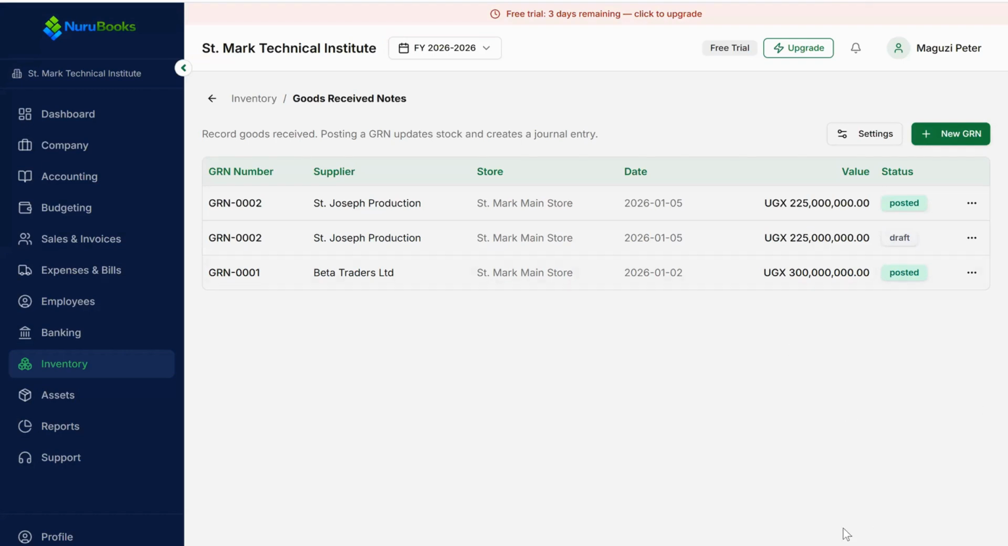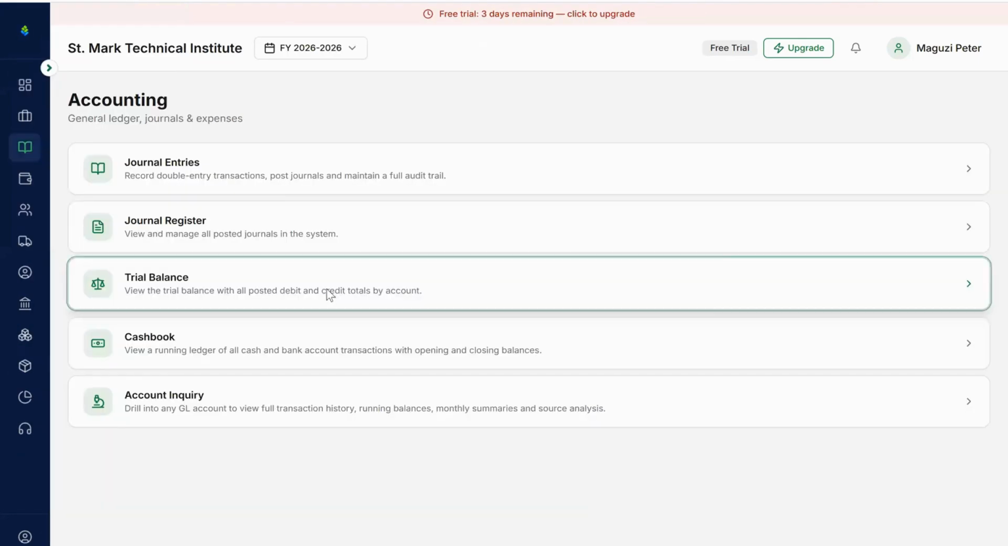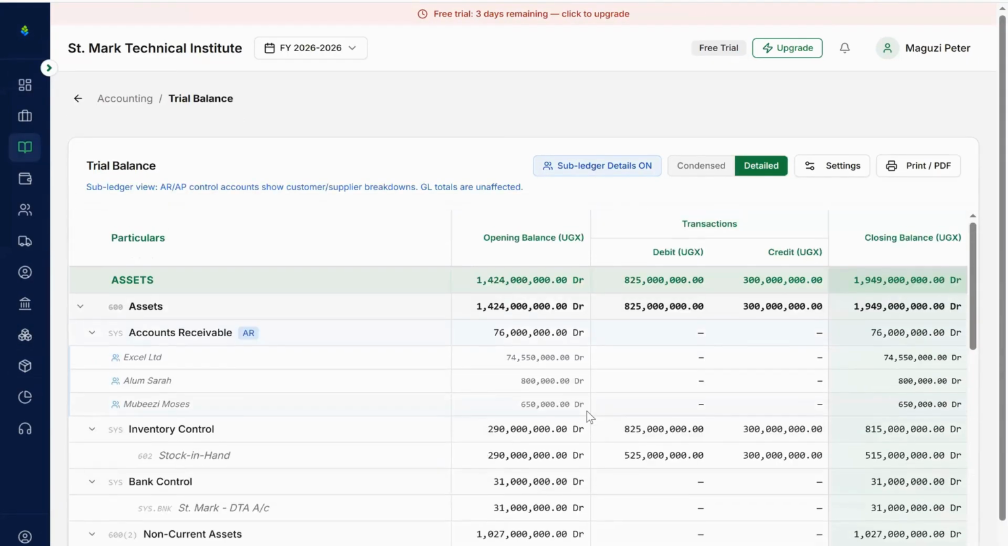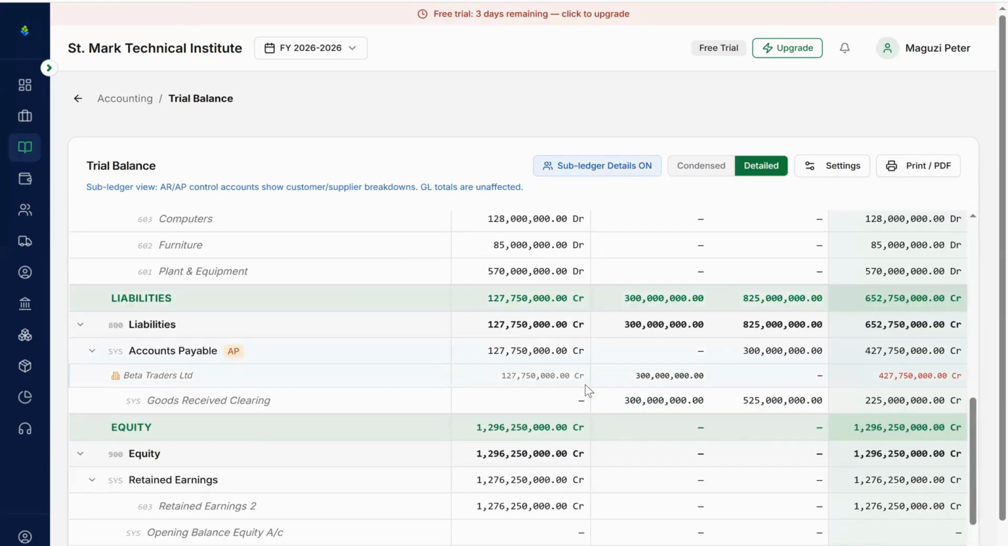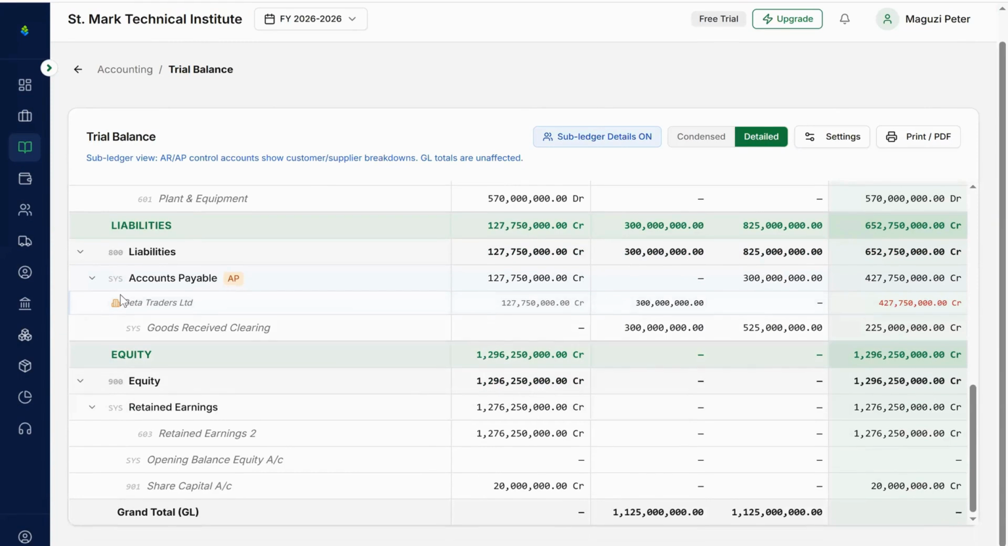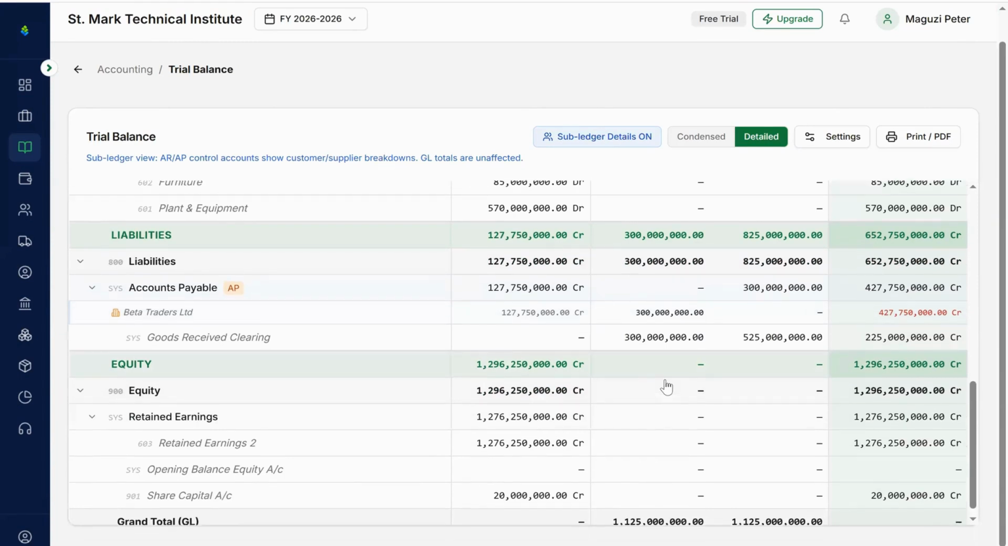Before we go into the posting of the invoice or the bill from our supplier St. Joseph Production, we are going to just inspect what happened in the books of accounts. If I take you to the accounting section, you see that under the trial balance, we have an increase in the asset, which is the inventory, as you can see here. So what happened is that the system actually captured this liability.